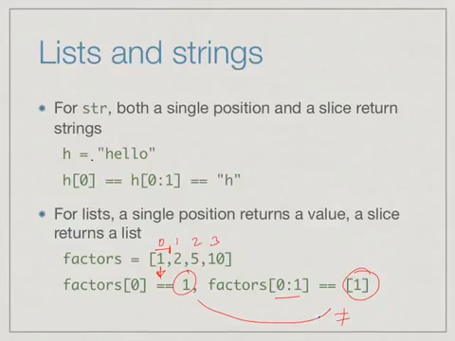Right? So just remember this, that in a string we cannot distinguish between a single value at a position and a slice of length 1. They give us exactly the same type of value and the same value itself. Whereas in a list, a slice of length 1 is a list, whereas a value at a position is a single value at that position.